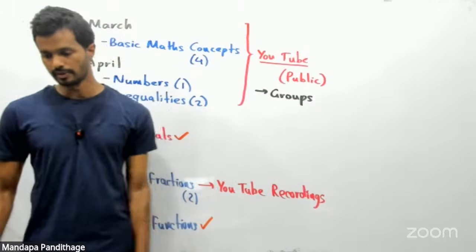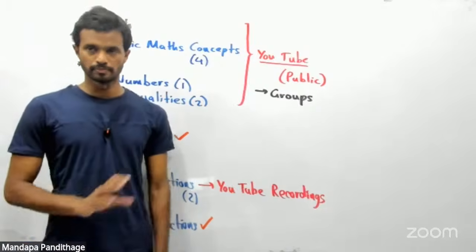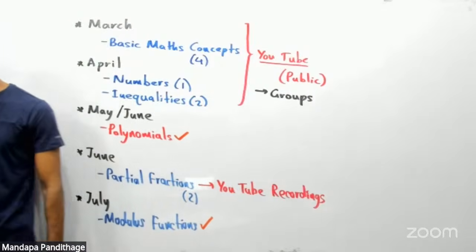Okay. So then write the topic. Don't write this in the trigonometry book. Keep a separate book for trigonometry. Keep a separate.